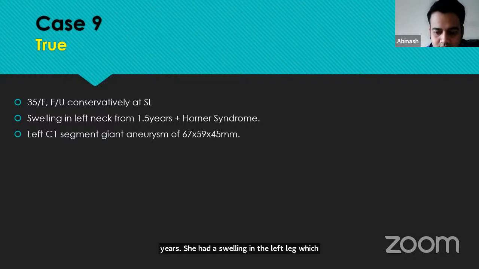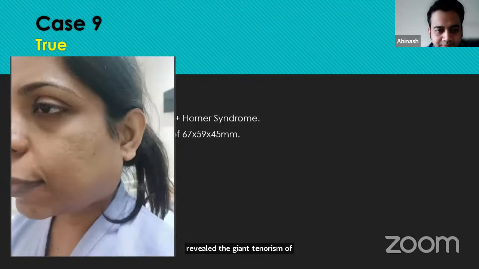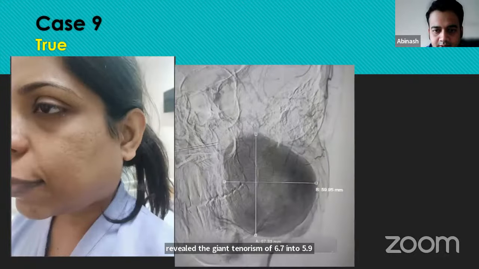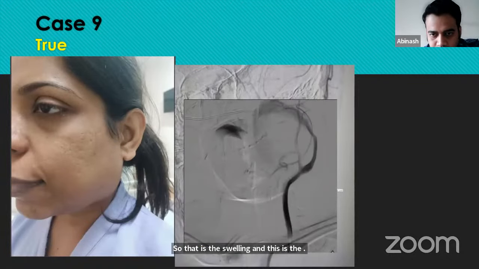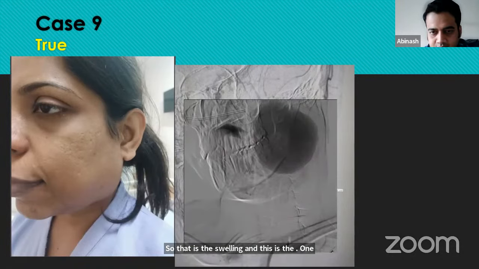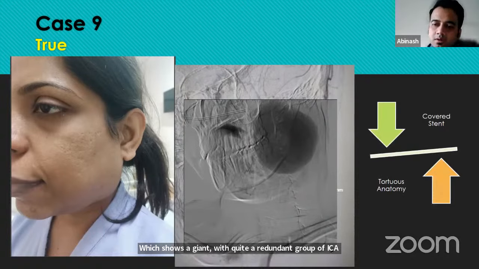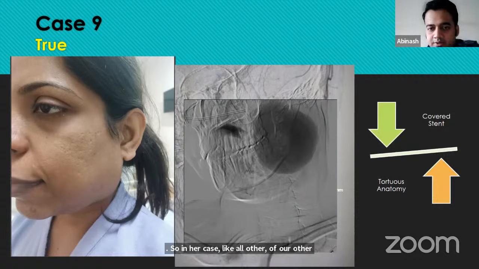So the E1 segment from the scan she brought to us revealed a giant aneurysm of 6.7 into 5.9 into 4.5 centimeters. So that is the swelling, and this is the DSA run, which shows a giant aneurysm with quite a redundant loop of ICA. So in her case, like all our other endovascular interventions, we had planned a covered stent.